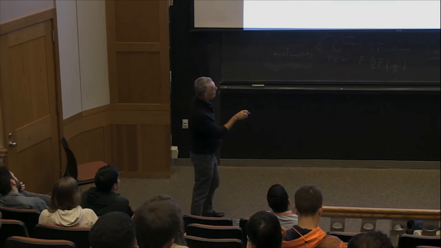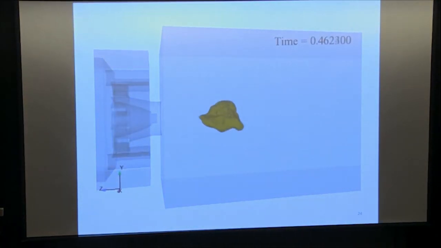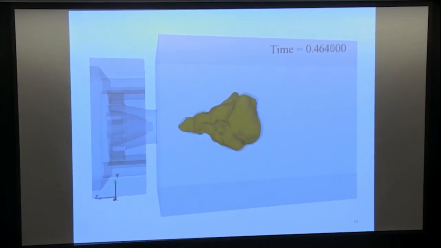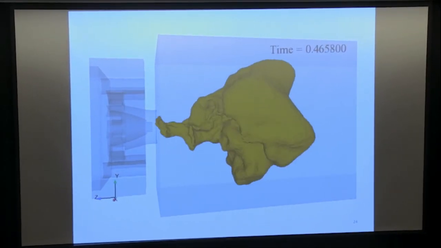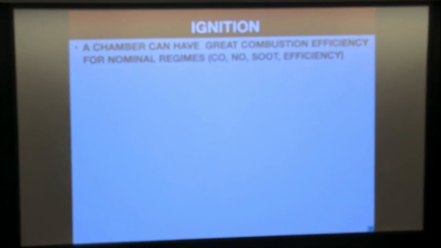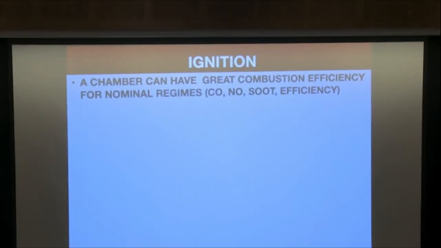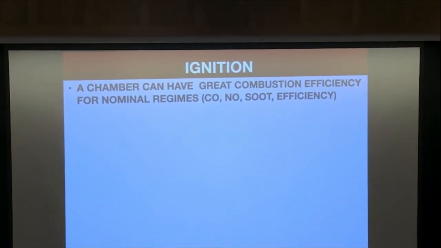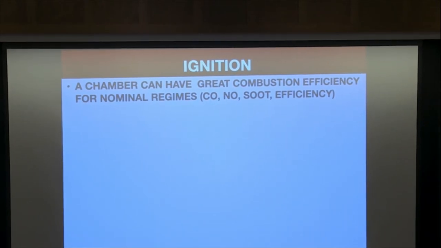Now, we've put the spark in the middle of the recirculation zone here. And this is not a bad place for ignition. It's a quiet place, so the flame is able to grow and finally invade the whole chamber. So you see that in a chamber, finding the right position for ignition is a major problem. So, of course, there are cases where all other criteria for combustion efficiency are satisfied, and you have a problem because you cannot ignite it. That's a major problem.